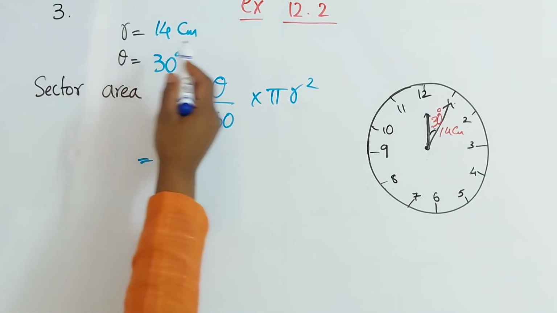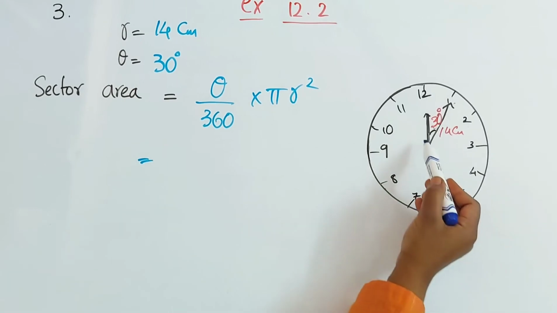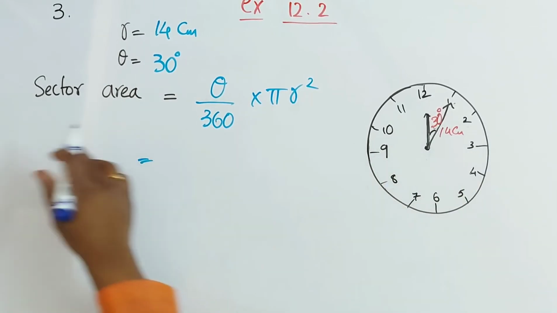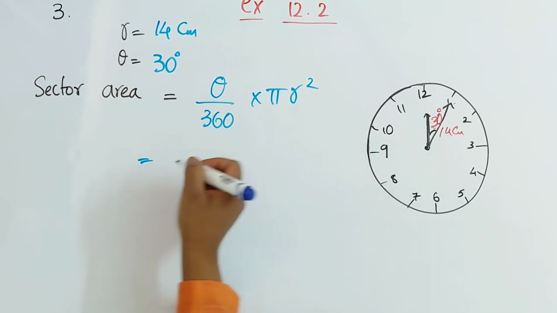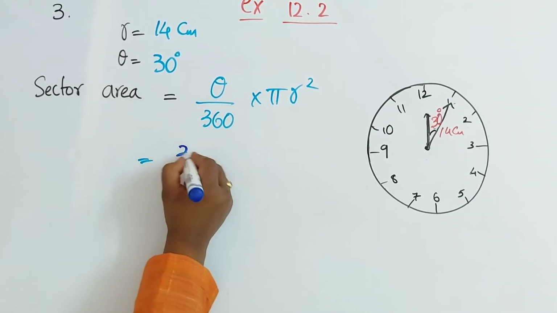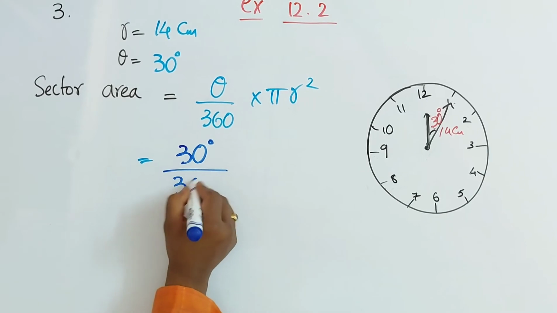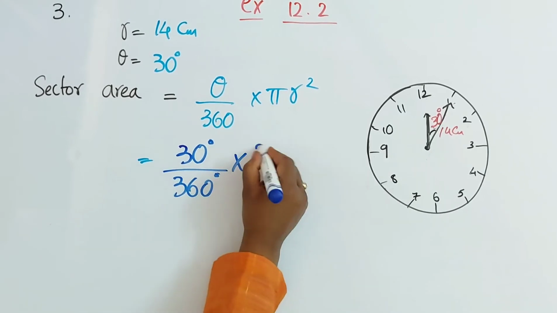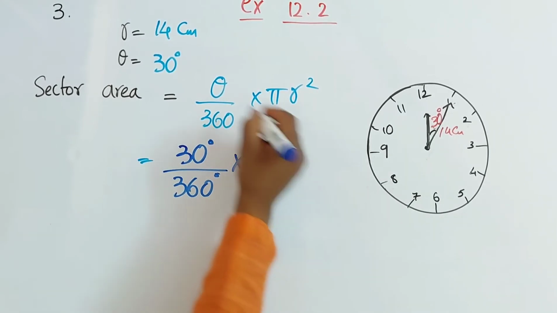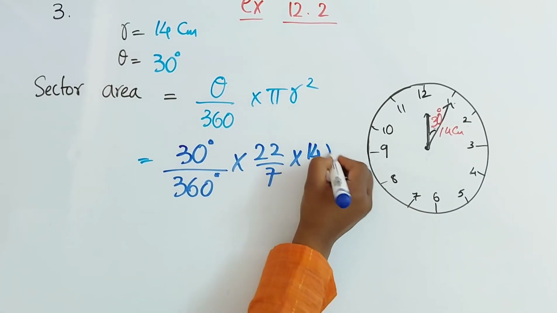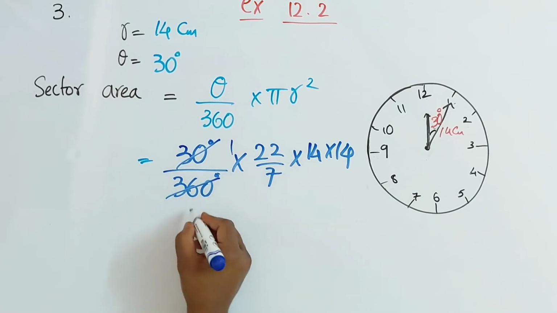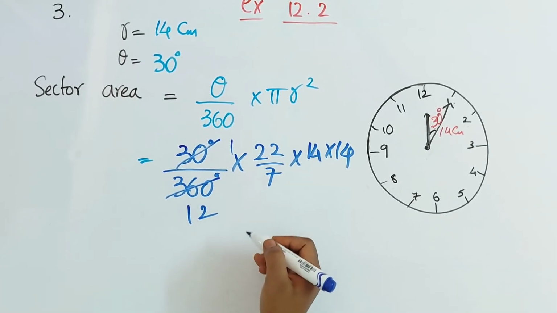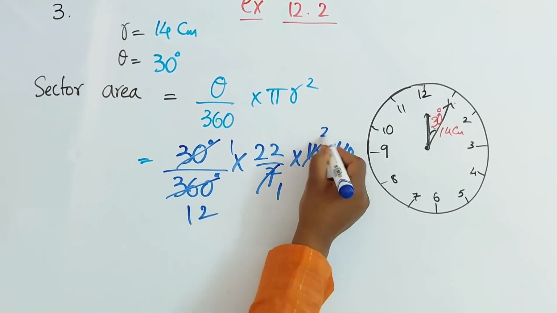Therefore we have radius r 14 centimeter and angle theta 30 degrees. Now we will find out the sector area, that is equal to theta by 360 into pi r square. Theta here is 30 degrees divided by 360 degrees into pi. Pi means 22 by 7. R square, R is 14, children. So 14 into 14 is R square. 30 ones are 30, 12 twos are 12. Right, children? 7 ones are 7, 2 twos are 14.